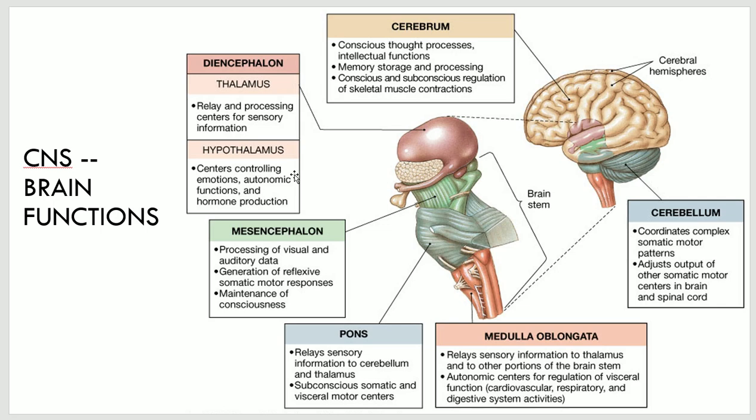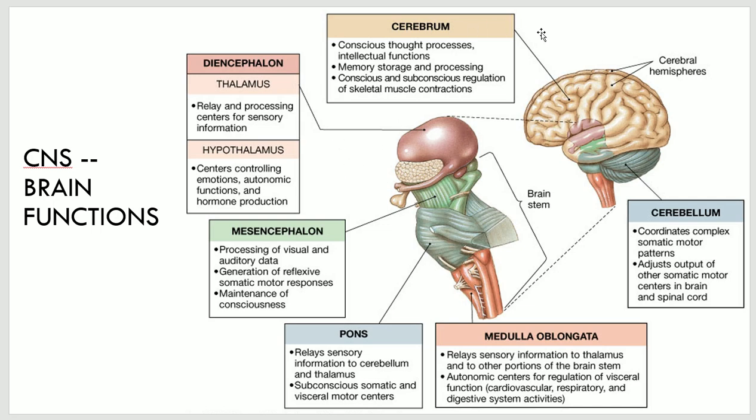So it controls emotions, autonomic function center, and hormone production. So we'll talk a lot about the hypothalamus in our endocrinology lecture in anatomy and physiology too. We're not going to spend too much time on it here. It is a link between nervous system and endocrine system, but it does a lot with hormone production. And like I said, we're going to talk about it a lot later. So we're not going to spend too much time on it in this lecture.